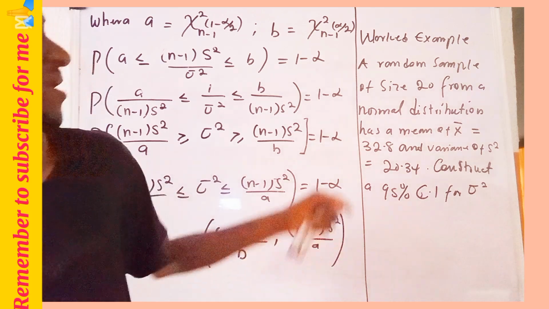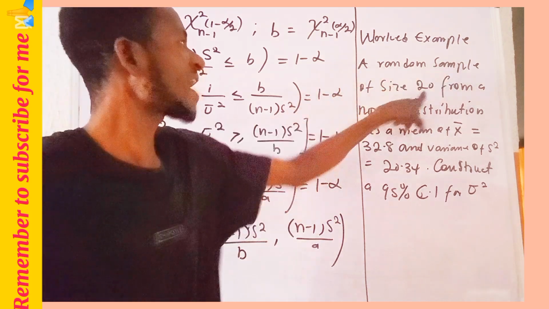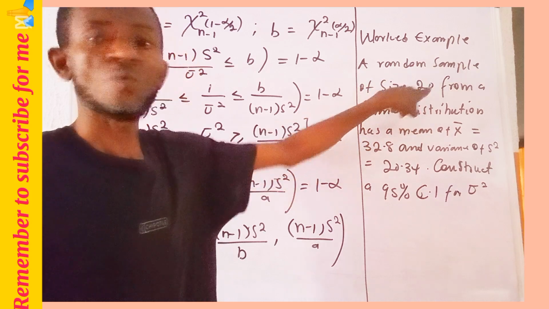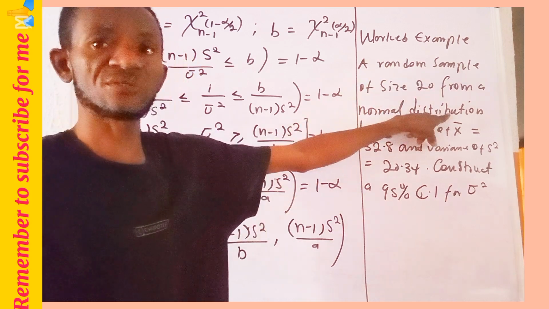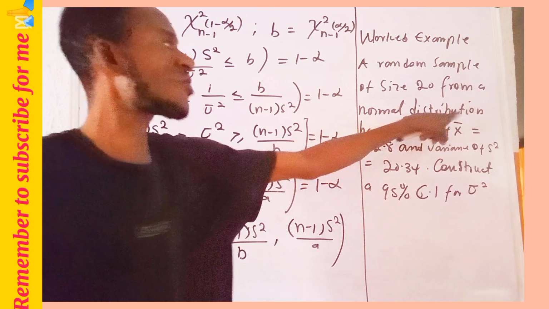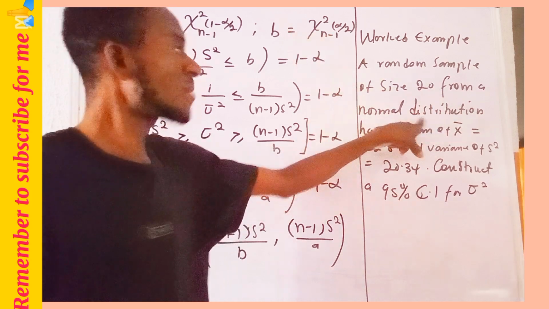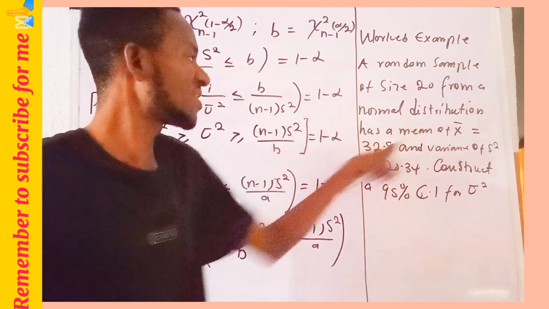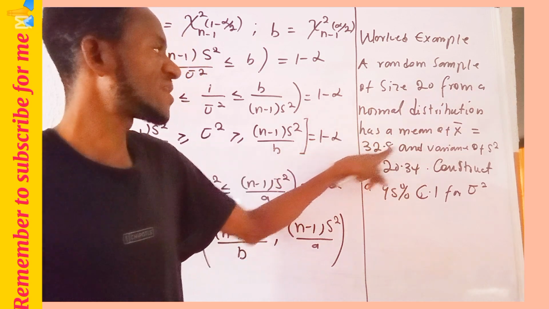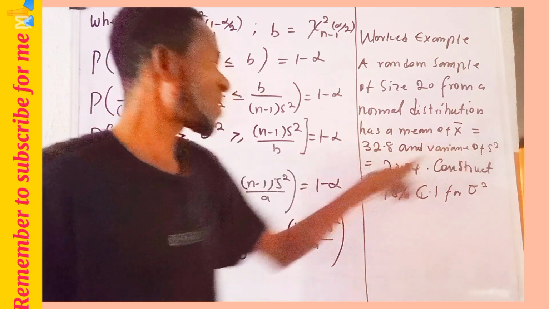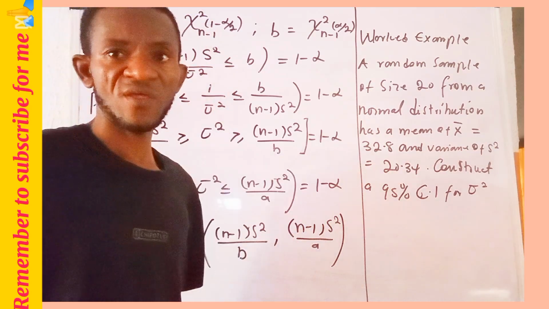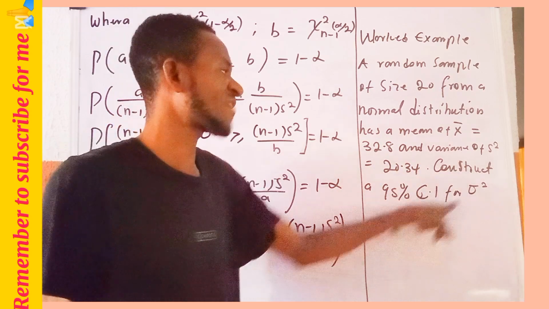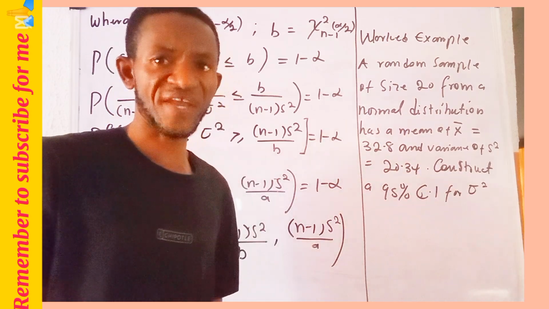They say a random sample of size 20. This random sample of size 20 was drawn from a normal distribution. The observation that they got from that sample of size 20 is that the mean of the sample is 32.8, and the variance of the sample, S squared, is 20.34. We should use this information to construct a 95% confidence interval for the population variance.